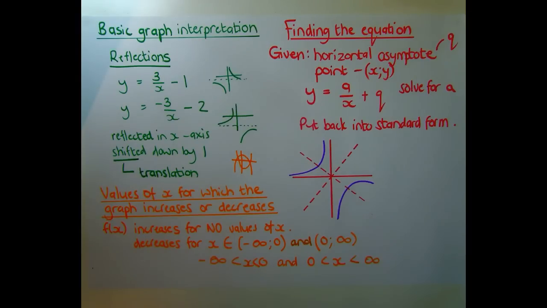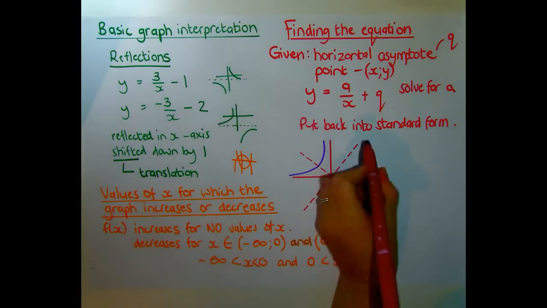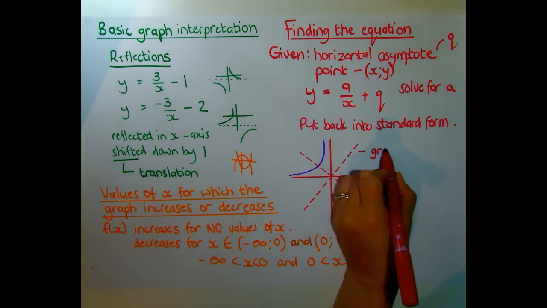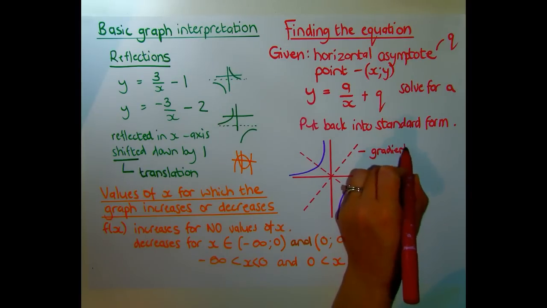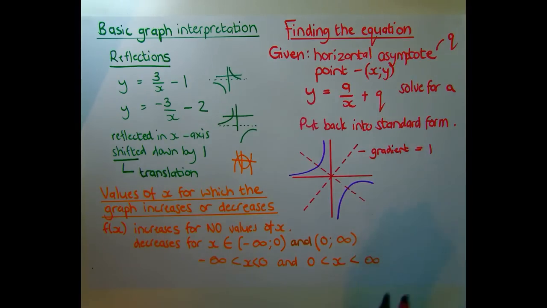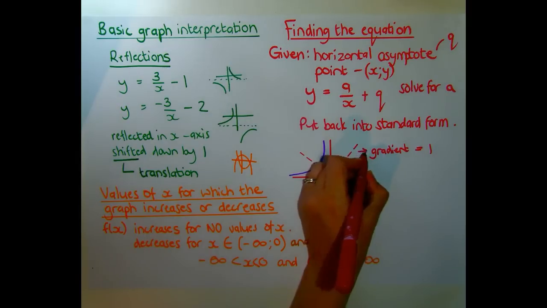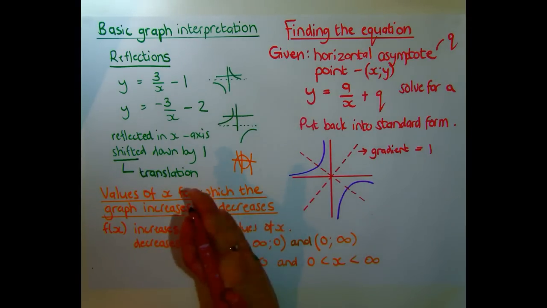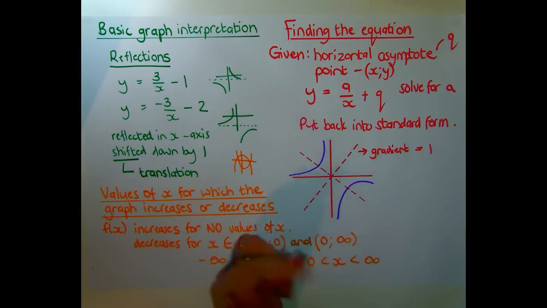So here I've redrawn a basic hyperbola that has the asymptotes on the two axes, so no q value, q is 0, and I put in the two lines of symmetry. So this one has a gradient of 1. They're always like this. You just have to remember it off by heart because it slopes to the right, positive gradient.